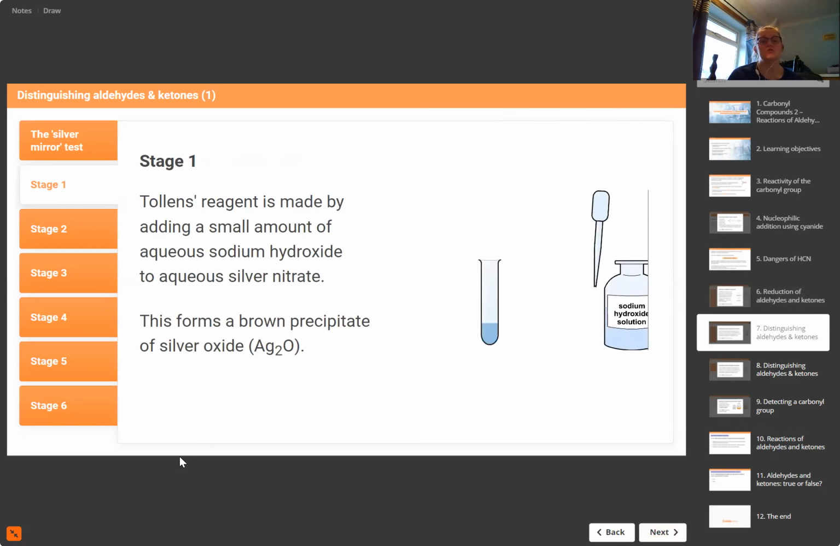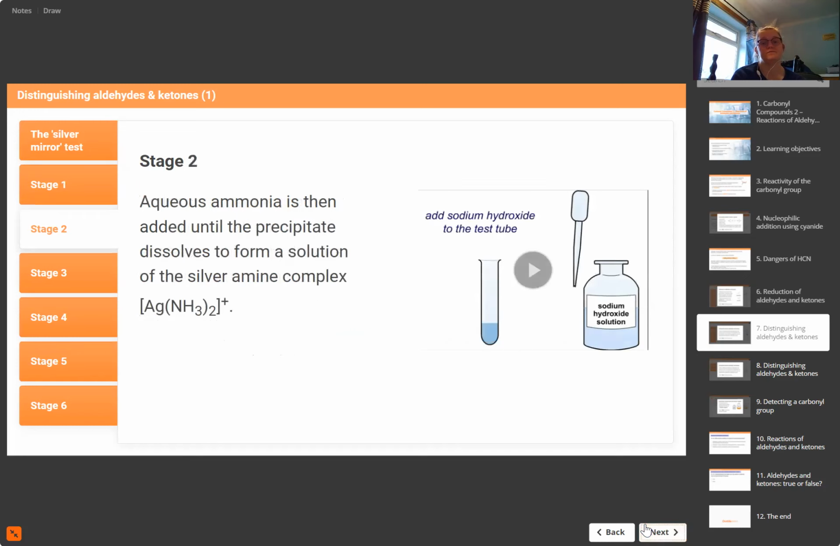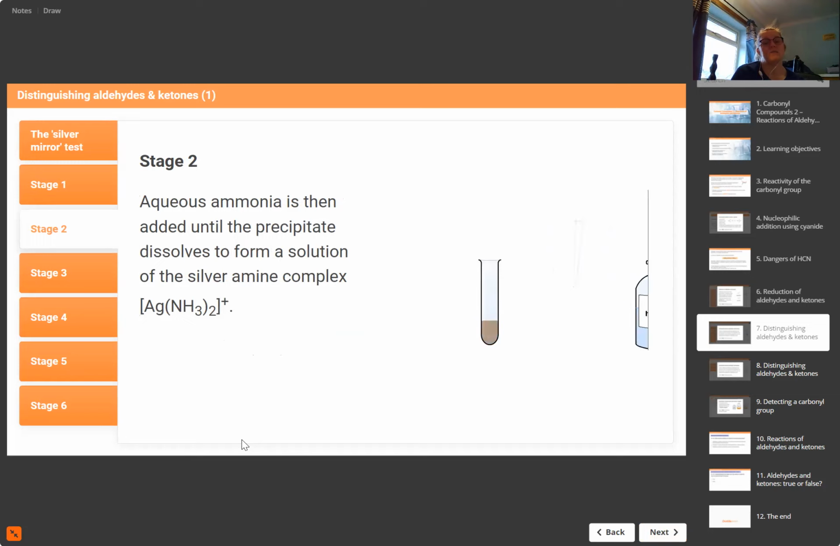In this situation, Tollens' reagent is made by adding a small amount of aqueous sodium hydroxide solution to aqueous silver nitrate. And when we do this, it forms a brown precipitate of silver oxide. Once we've made the Tollens' reagent, aqueous ammonia is then added until the precipitate dissolves to form a solution of the silver amine complex.